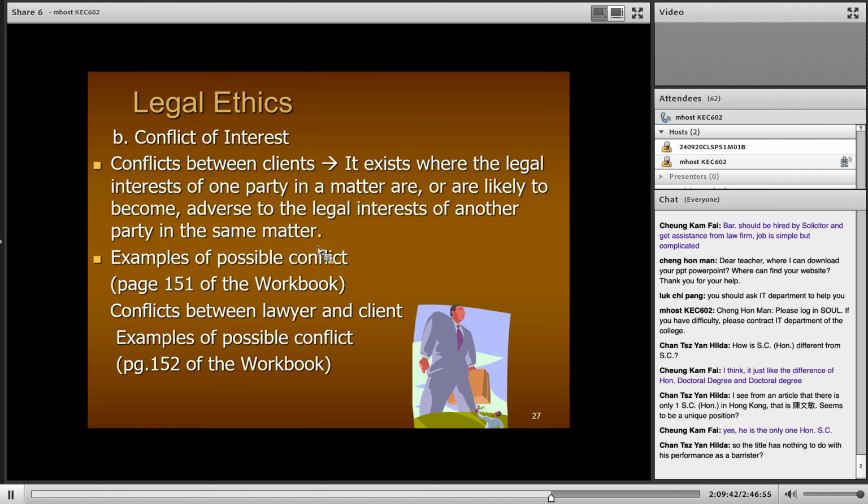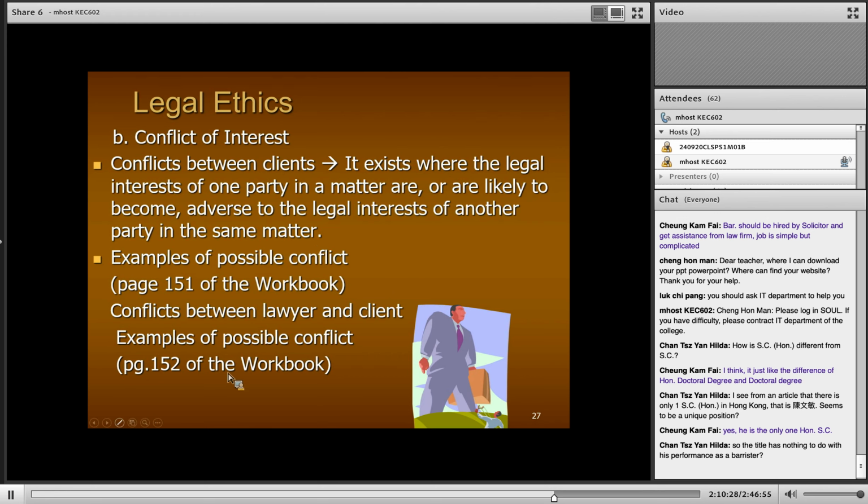Just like an estate agent. In Hong Kong, an estate agent can act for both the buyer and seller, but it's not allowed in some other countries, for example Canada. The same estate agent cannot act for both because there will be a conflict of interest. The seller always wants to sell the property at a high price. The buyer always wants to buy the property at a lower price. Also, the seller would like to cover the defects of the house, while the buyer would like to know all the defects of the house. So there must be a conflict of interest between the buyer and the seller.